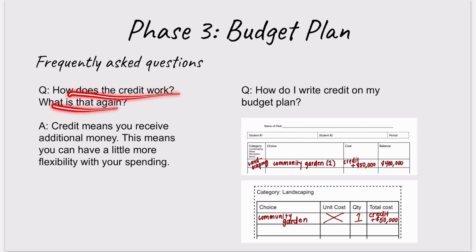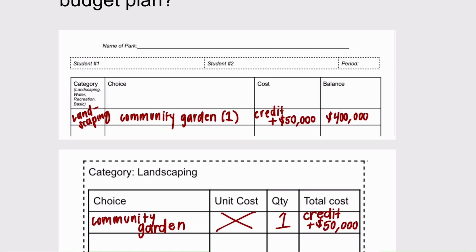How does credit work and what is that again? Credit means you receive additional money. This means you can have a little more flexibility with your spending since you add to your budget. Okay, so there are a couple things on our catalog that are credit, so you're going to have to look back for those. How would you write credit on your budget plan? You can just write it like a little note up there, maybe indicate it with a plus 50,000.